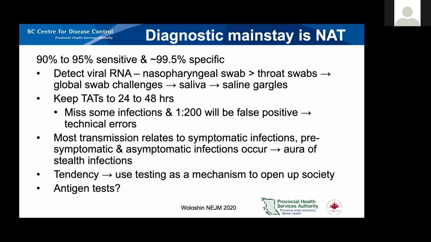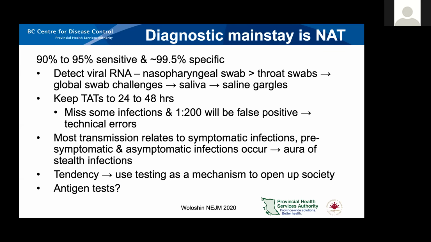And one of the challenges we face as a society is to use testing as a mechanism to open up businesses. In the US, in the Lancet, they've recommended that 4.3 million US citizens be tested every day. That would translate to 430,000 Canadians every day, which is just an astronomical challenge.